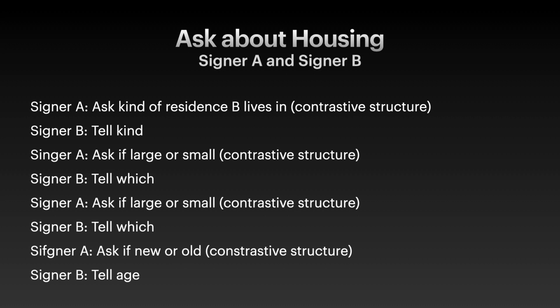Okay, this is an example of what a conversation might look like when you are asking about someone's housing that they live in. Just like it says with signer A, that would be where you would use the contrastive structure. Typically, when you're answering the questions that include contrastive structure, you're probably not going to answer with that as well. So here is an example of what that conversation might look like.